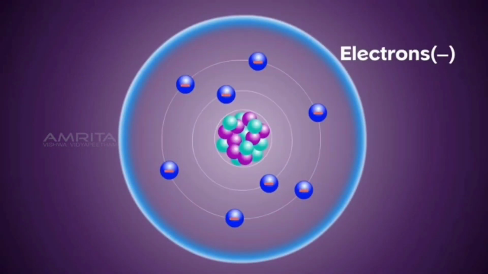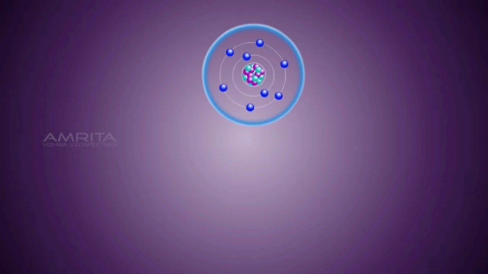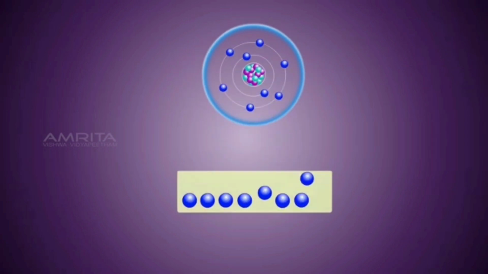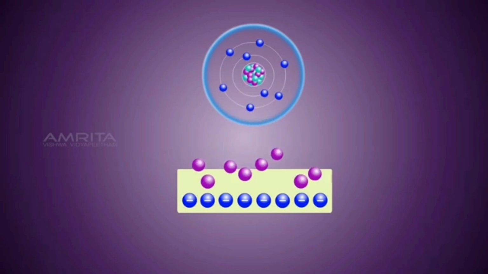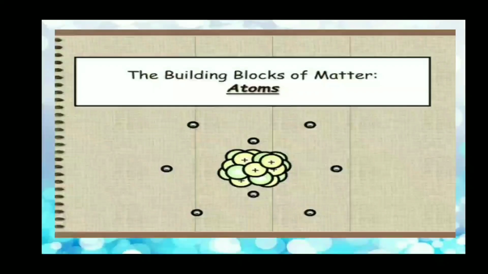Electrons are negatively charged and are located around the nucleus. An atom has the same number of negatively charged electrons and positively charged protons. Therefore, atoms are electrically neutral. So, each and everything around the earth is made up of atoms. So, atoms are the building blocks of matter.